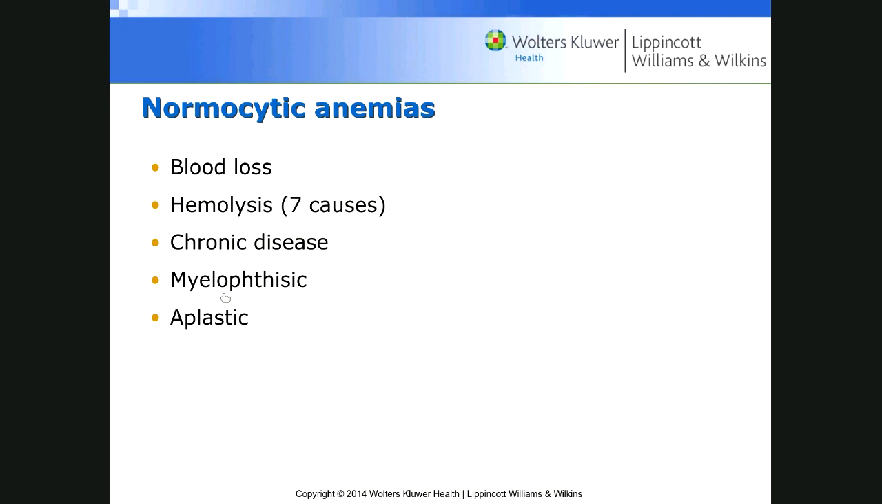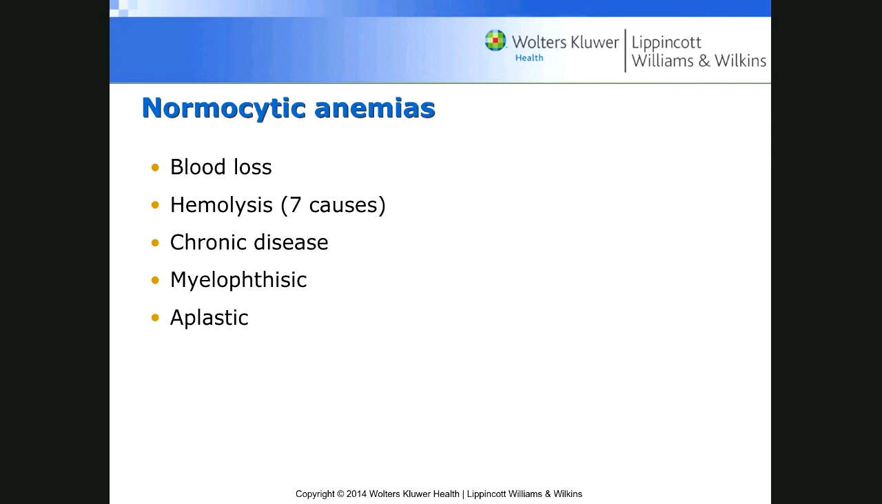Most of these, like blood loss, hemolysis, and chronic disease, are often associated with the red blood cells themselves. But myelophthisic and aplastic anemia are due to loss of the bone marrow, either from cancer cells invading or the blood cell lines being crowded out. The idea is basically that it just crowds out; there are so many cells in the bone marrow that it doesn't have the normal level.